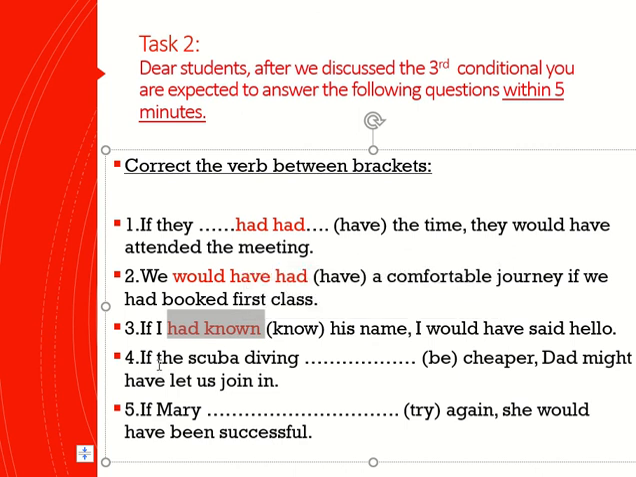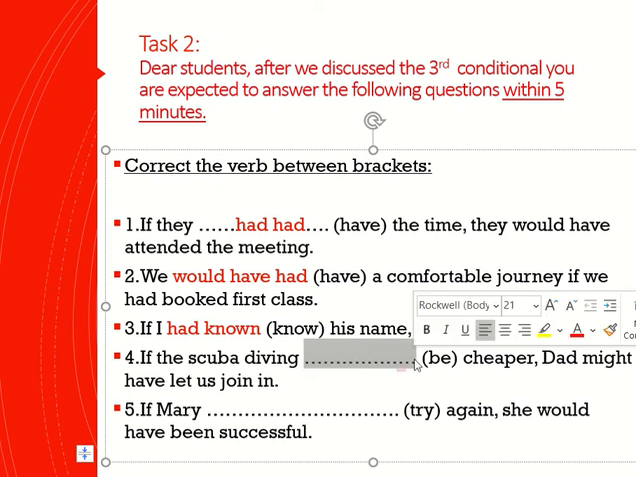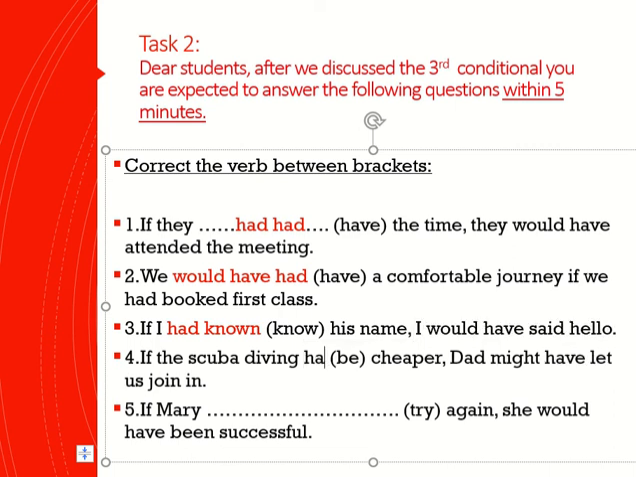Here, if the scuba diving was cheaper, Dad might have let us join in. So Dad might have plus verb 3. The verb 3 of let. So in the first part, again, we have to put had plus verb 3. What is the verb 3 of be? Right, it's correct. It's been. So if the scuba diving had been, yes, cheaper, Dad might have let us join in.